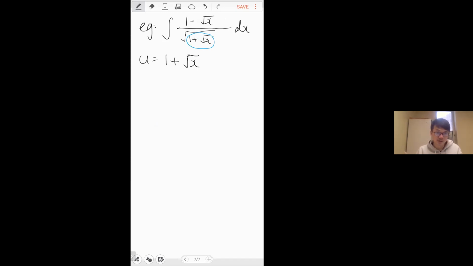Again, one reason is it's inside the other square root. Second reason is it's in the denominator. And again, the reason I'm not picking the square root of 1 plus square root of x to be my u function is because it's much more complicated. You can try that, but it doesn't work. So I have u equals 1 plus root x, and let's compute du dx. So what is the derivative of 1 plus root x?